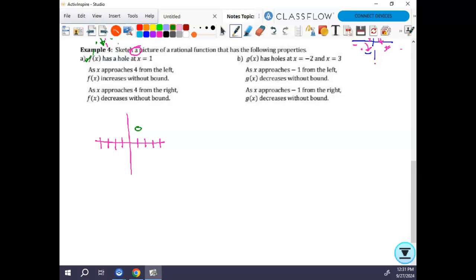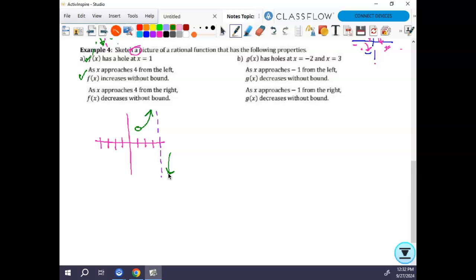Then it says, as x approaches 4 from the left, f of x increases without bound. So what is happening at 4 on my graph? Vertical asymptote. If I approach a number and I'm going to increase without bound, there has to be an asymptote there. So at 4, I have a vertical asymptote. So then my function increases without bound as we get there from the left. Then it says as x approaches 4 from the right, f decreases without bound. So I know it's going to have to look something like that. At least that part of it is.